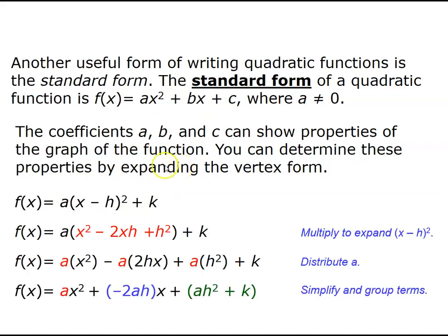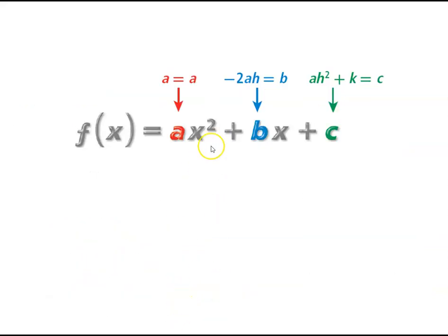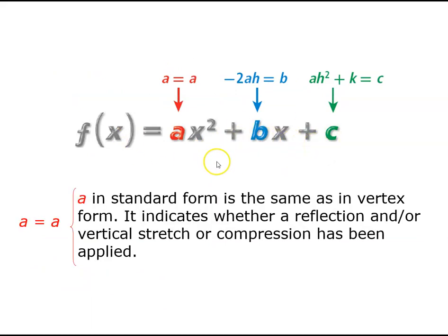So we can have f of x equals a times (x minus h) squared plus k. We expand this, distribute, and then simplify, so we have ax squared plus bx plus c. Therefore, this is our function. The a in the standard form is the same as in the vertex form; it indicates whether a reflection or vertical stretch or compression has been applied. So the a there is the opening of the parabola.